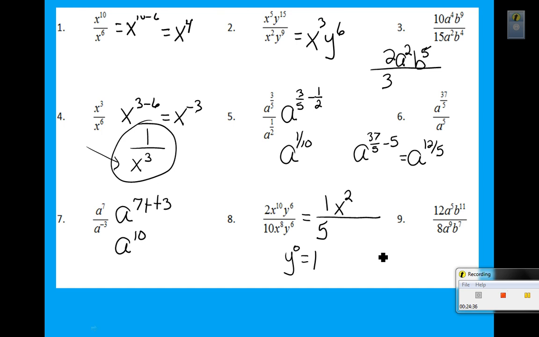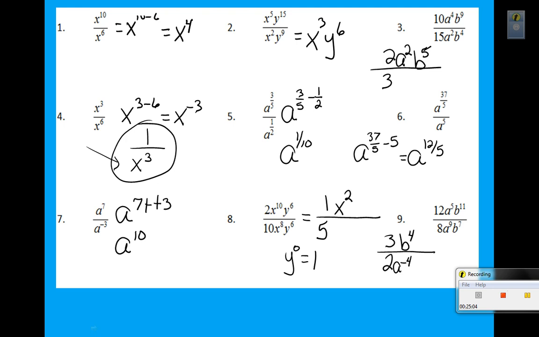Here's my number 9. I need a better name for 12/8, which happens to be 3/2. Subtract your exponents. 5 minus 9 is negative 4. Since we said negative, it goes in the bottom. And then 11 minus 7 is positive 4. Since it's positive 4, it goes in the top. Then it looks like I got a couple more, then I'm going to be done. I'm going to do number 10 and 11 with you. I won't worry about number 12.